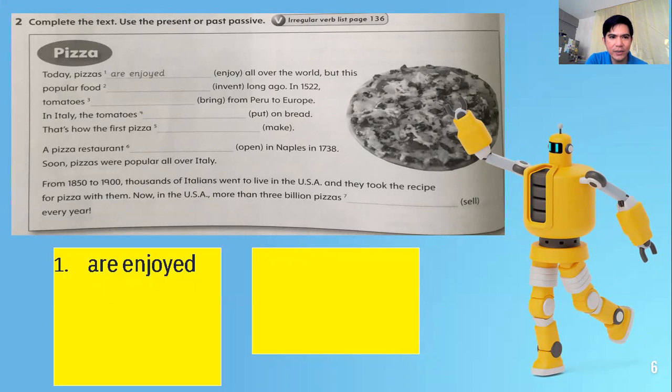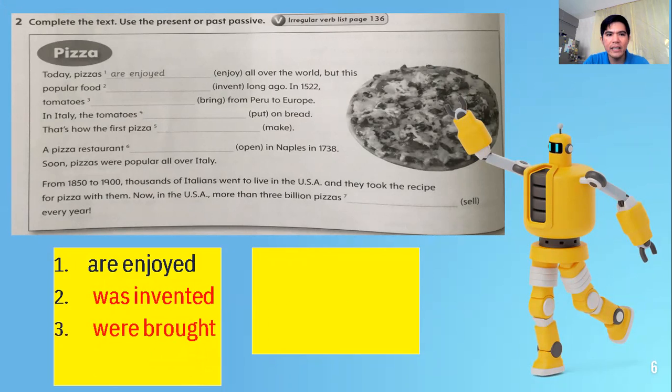Okay, let's continue. Number 2, but this popular food was invented long ago. So we use past passive. In 1522, therefore we use past. Tomatoes, plural, so we use were. And our verb is bring. So the past participle of bring is brought, from Peru to Europe. Let's go to number 4. In Italy, the tomatoes, present, so therefore we use are put on bread.